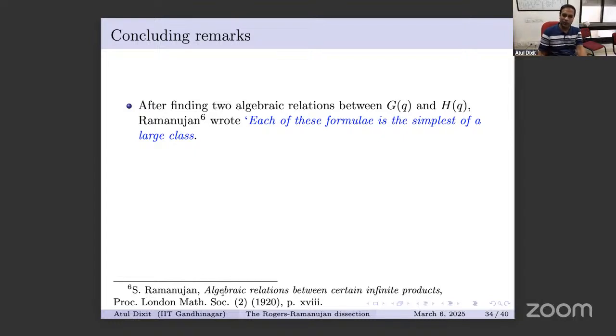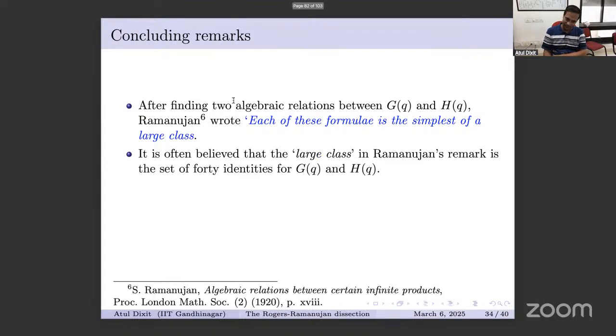So Ramanujan wrote one paper. It's a one-page paper in the Proceedings of the London Mathematical Society in the last year of his life, where he gives two algebraic relations between certain infinite products. And those algebraic relations involve these H and G functions. And in that paper, he says each of these formulae is the simplest of a large class. So there are two formulas involving G and H. So what is the large class? It is believed to be the set of 40 identities that Bryan Birch examined.